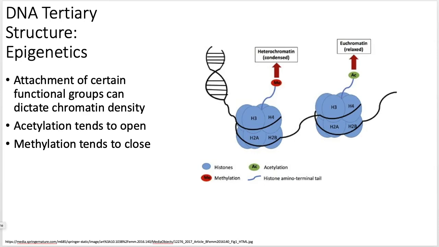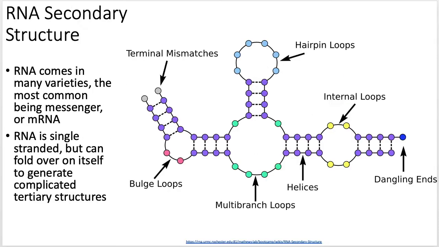So we're going to start talking about RNA. RNA can also have secondary structure. If DNA secondary structure is when we have two strands that have hydrogen bonding in between them, RNA is very, very similar. A lot of times we think of RNA as being this one big long strand of messenger RNA that we can then translate into a protein, but that's not entirely true.